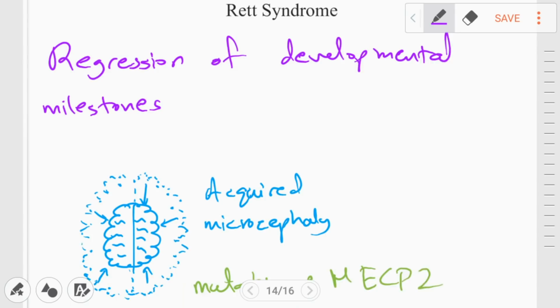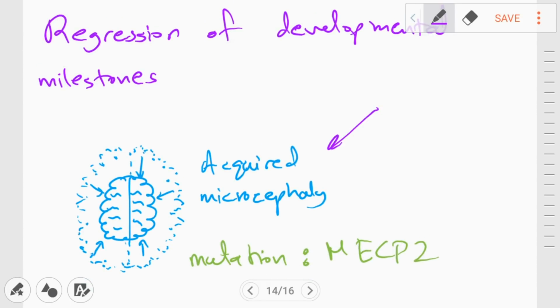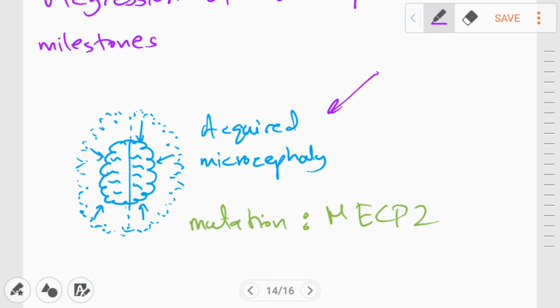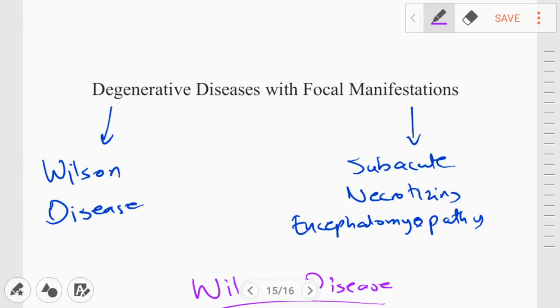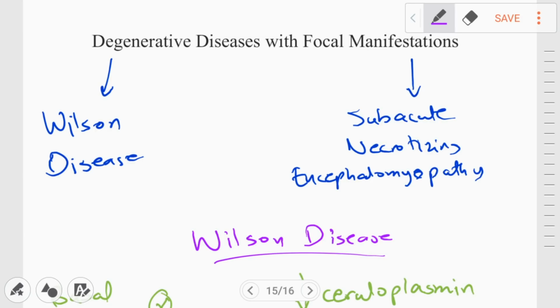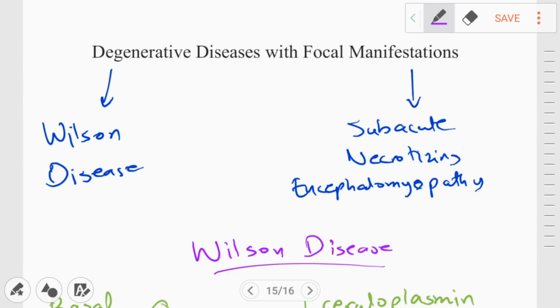And in these patients, you can also have something called acquired microcephaly. And the mutation which results in Rett syndrome is known as MECP2. So the next set of illnesses that we're going to discuss is called the degenerative diseases with focal manifestations. Two diseases come under degenerative diseases with focal manifestations. First is Wilson disease, you might have already heard about that, and the second one is subacute necrotizing encephalomyopathy.